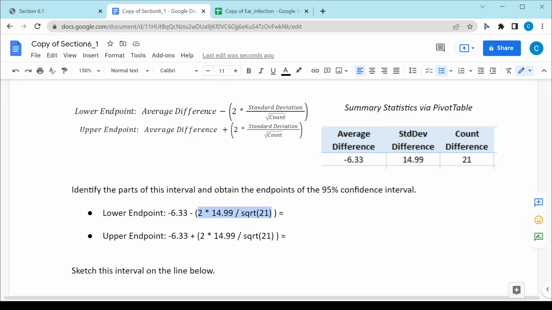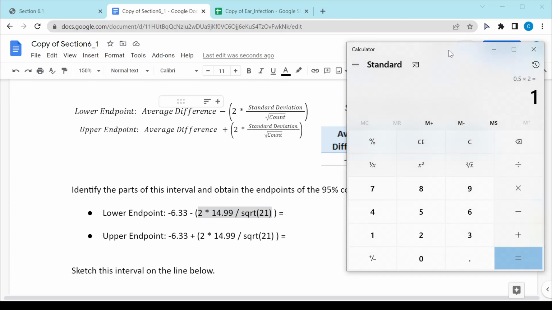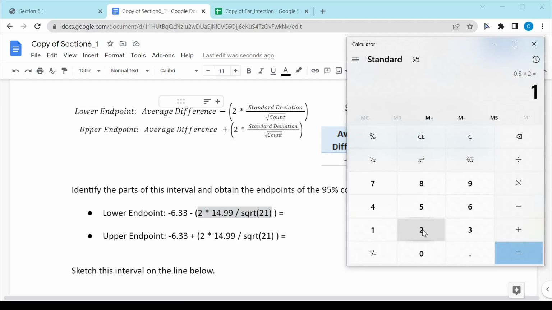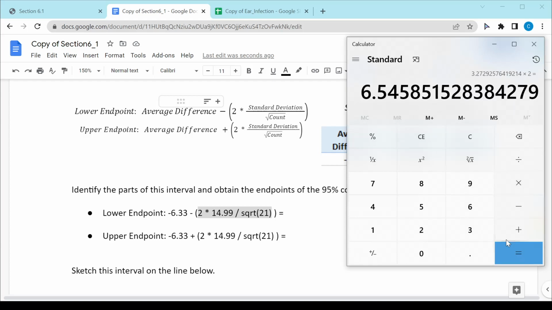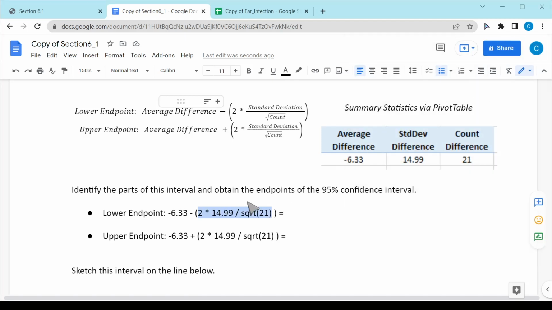This quantity here, again, is the margin of error quantity. So let's go ahead and grab my calculator and do those calculations quick. I'll do one of them here anyway. Square root of 21, I need that first, which is 4.58. Take 14.99 divided by 4.58. And I get about 3.27, it looks like. I need to multiply that by 2. And I get 6.54. Or let's say 6.55. So this part of the equation is 6.55. So I'm going to take negative 6.33 and minus 6.55. And I'm going to take negative 6.33 and I'm going to add 6.55. Okay, because I add in the second one here.